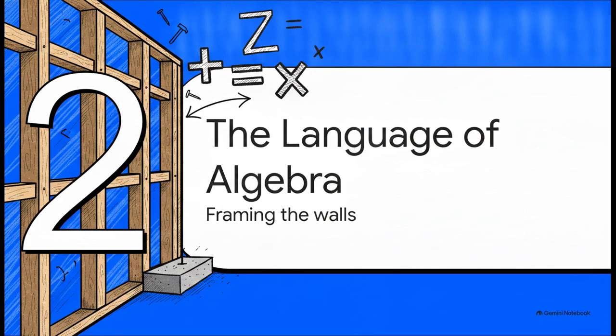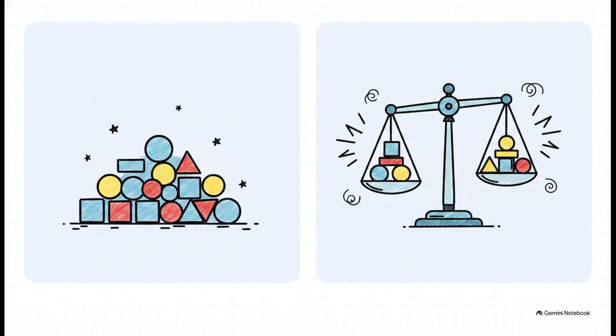Part 2, the language of algebra. Okay, this is a massive deal. You absolutely have to understand the difference between an expression and an equation. An expression, like 3 plus 5, is just a phrase. It just sits there, no action. But the second you add an equal sign to make it an equation, boom, that equal sign becomes the verb. It definitively states that one side is identical to the other. Grasping this simple concept literally turns algebra from a random jumble of numbers into a totally readable language.